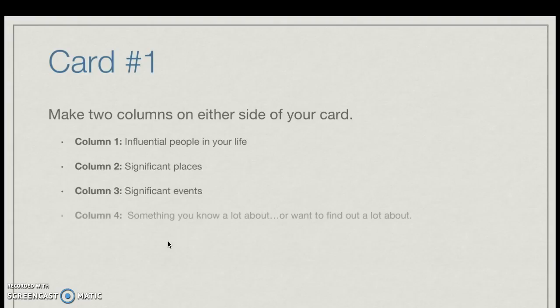Finally, in column four, I want you to think about something that you know a lot about or that you want to know a lot about. This could be something that you're good at, or a hobby, or a sport, or something that you are just informed about. For me, it would be different things like teaching writing, or playing tennis, or playing racquetball, or I know a lot about memoir, or I know a lot about teaching reading. I know a lot about raising children.